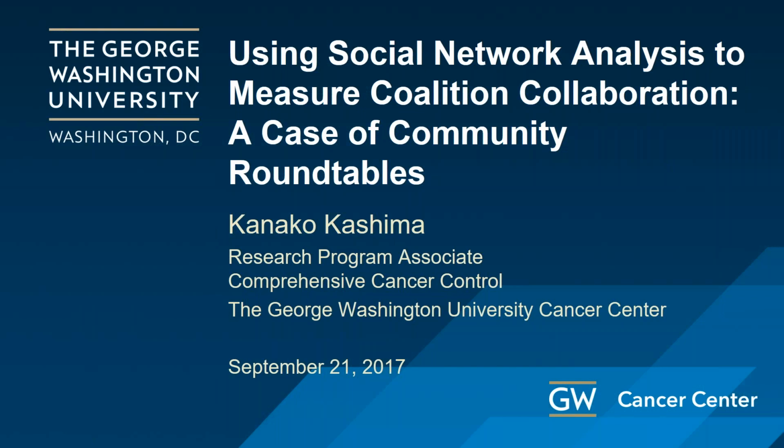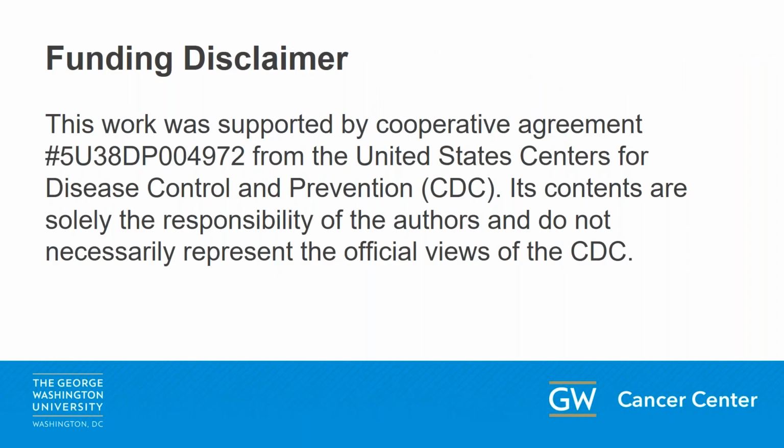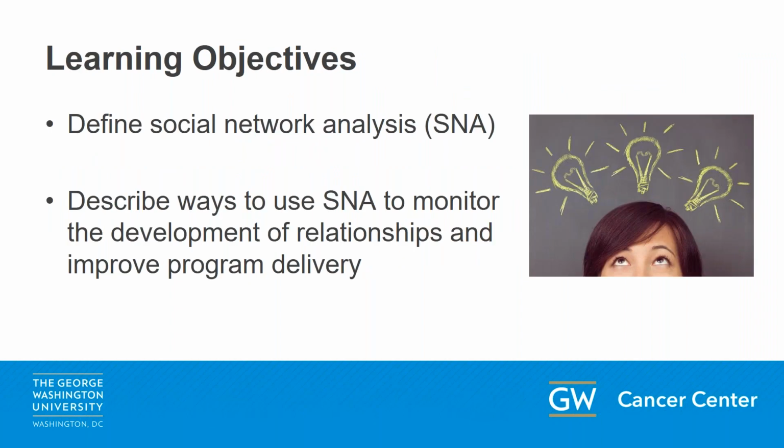I'm presenting on using social network analysis to measure coalition collaboration, something that I'm sure you are doing every day, and I'll give you a case study of what we've done at GW with the Community Roundtable. I would like to thank and acknowledge the support of CDC for this work. By the end of this presentation, my hope is that you will be able to define social network analysis in very broad terms, and then describe ways to use social network analysis to monitor and develop relationships and improve those program delivery mechanisms that you may have as a part of your coalition work.